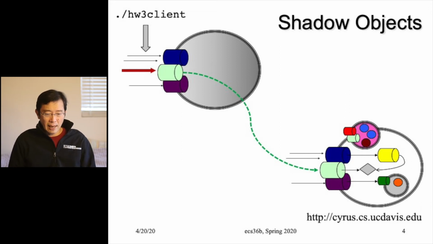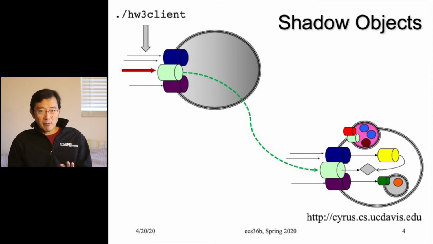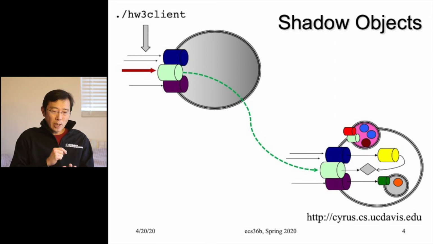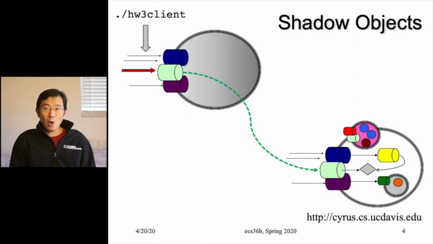Let me just summarize: you have a local representation of a remote object. Even though you really want to interact with that remote object, you only interact locally with the local shadow. And that will help you as a wrapper, as a proxy, to do the real job. So that's the idea of a shadow object.